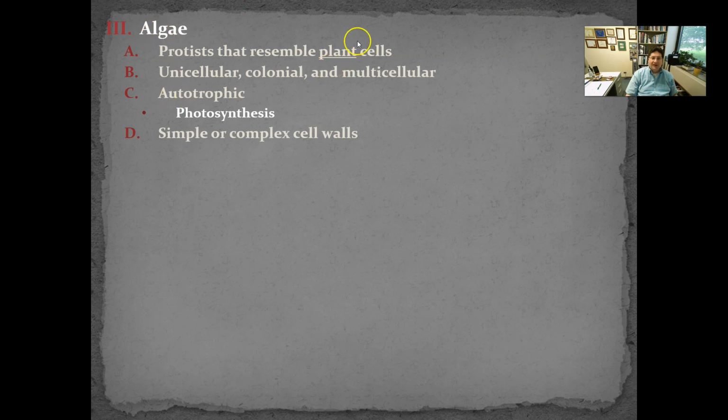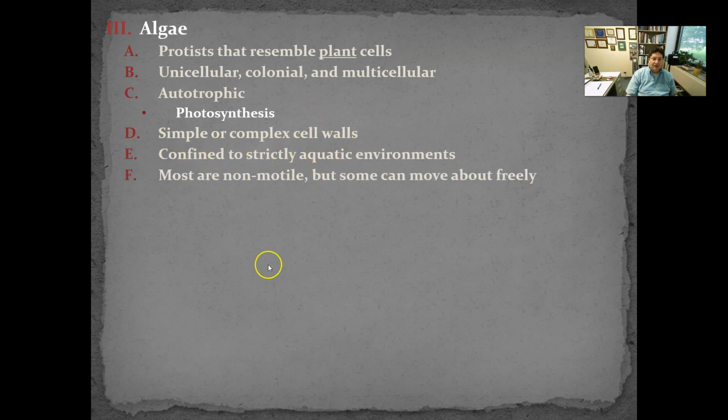Now, because these are protists that resemble plant cells, they have cell walls, simple or complex cell walls, often found in strictly aquatic environments. Most algae can't move on their own, but some can. In fact, a lot of the single-celled ones can. Almost all algae are beneficial, especially photosynthesis.